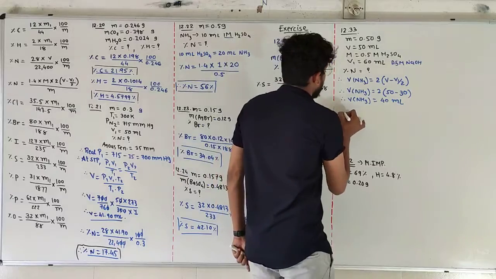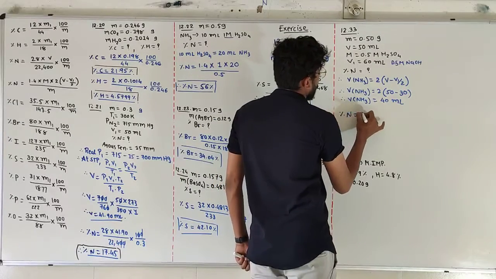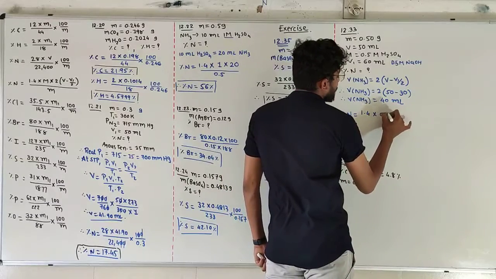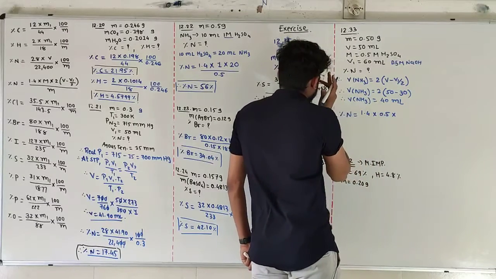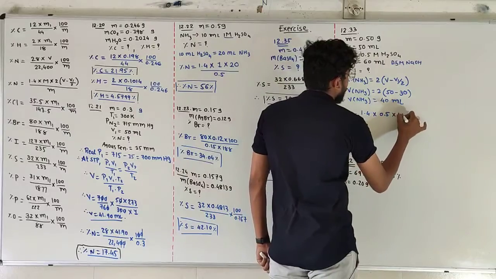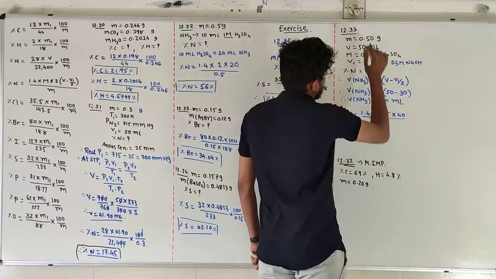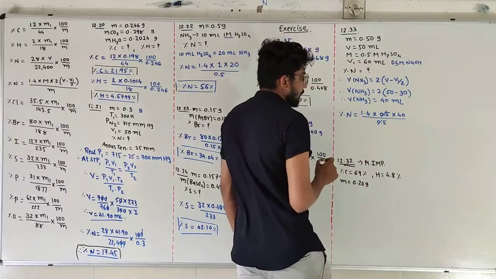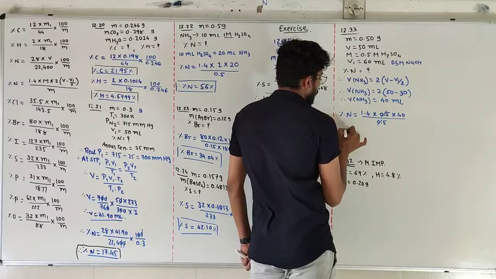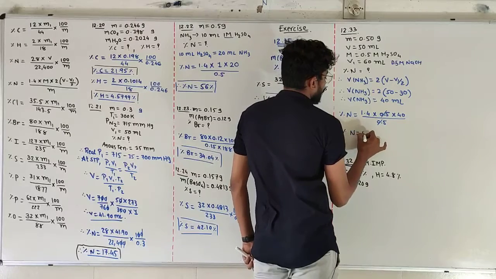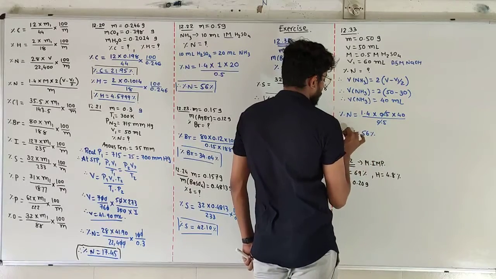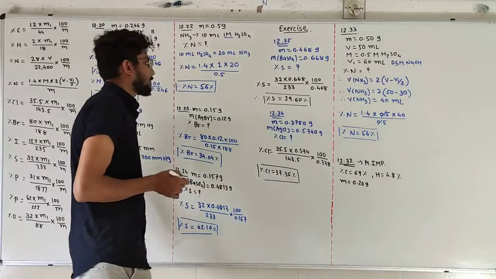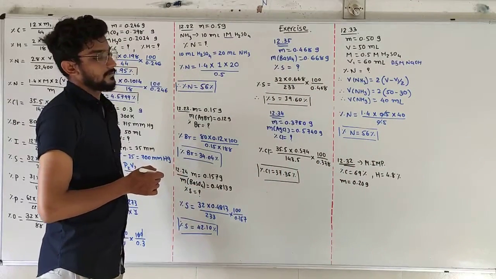Now put it into the percentage of nitrogen formula given by Kjeldahl's method. 1.4 into M, which is 0.5, into the volume 40 ml, divided by m, which is 0.5. So 0.5 cancels out. 40 into 1.4 means percentage of nitrogen will be 56%. Percentage of nitrogen will be equal to 56%.